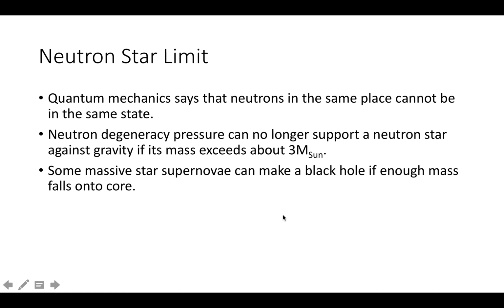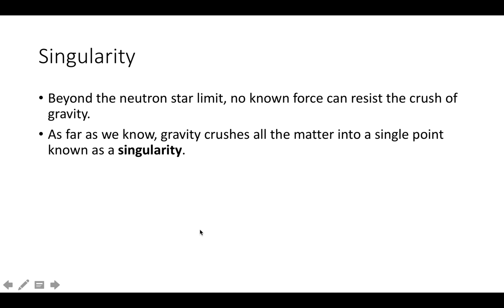There is a neutron star limit. Neutrons in the same place cannot be in the same state, just like with electrons. So neutron degeneracy pressure is trying to press against gravity, but when it can no longer support, gravity overcomes it, and they figured out that 3 solar masses is where gravity overcomes it. So some massive star supernovae can make a black hole if enough mass falls into the core.